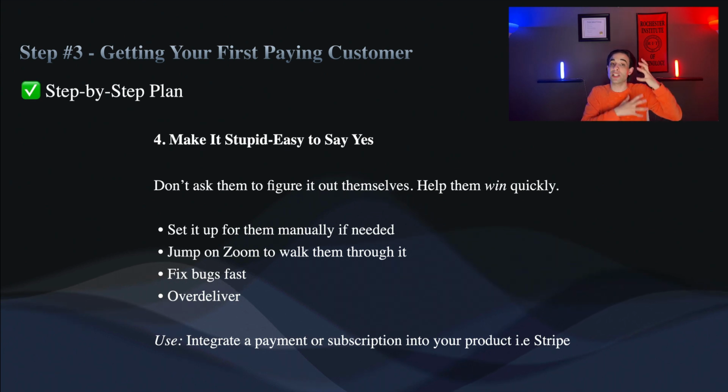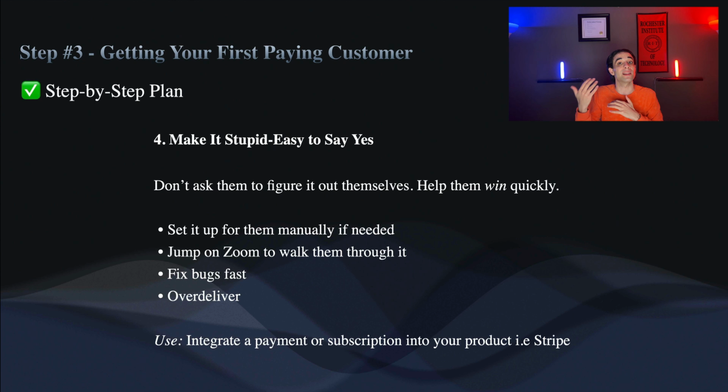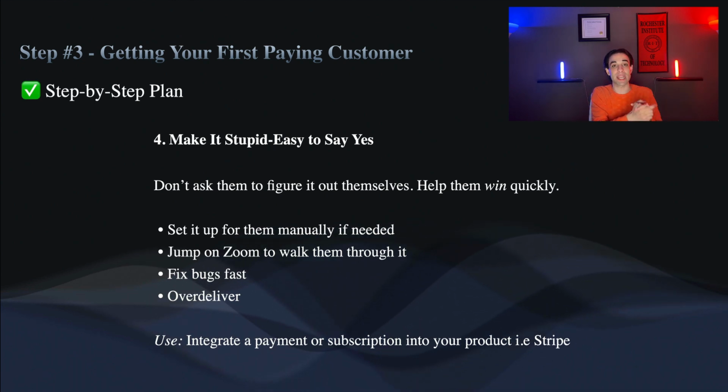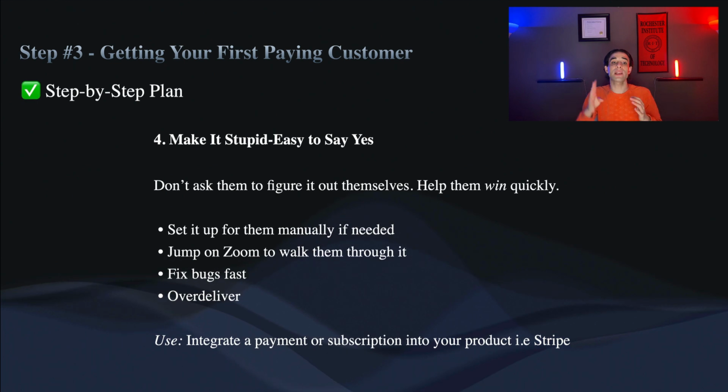Your customer is really, really important, especially in the beginning. And you want to fix bugs fast. So when you get feedback, if there's a bug or something they don't like about a specific part of your application, you want to fix it immediately. And always over deliver.